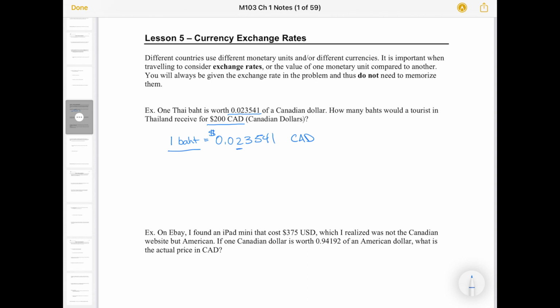So we're going to set this up like we did our proportional reasoning at the beginning of this chapter. I need to know, so this is my question mark, how many bahts I would get for $200 Canadian. Now I can work off of this relation, but I like to put it into a fraction. So 1 b over 0.02351 dollars equals my unknown over $200.